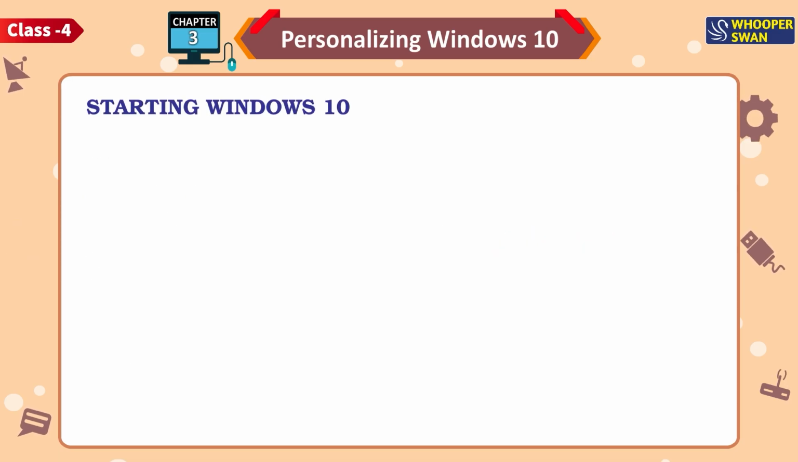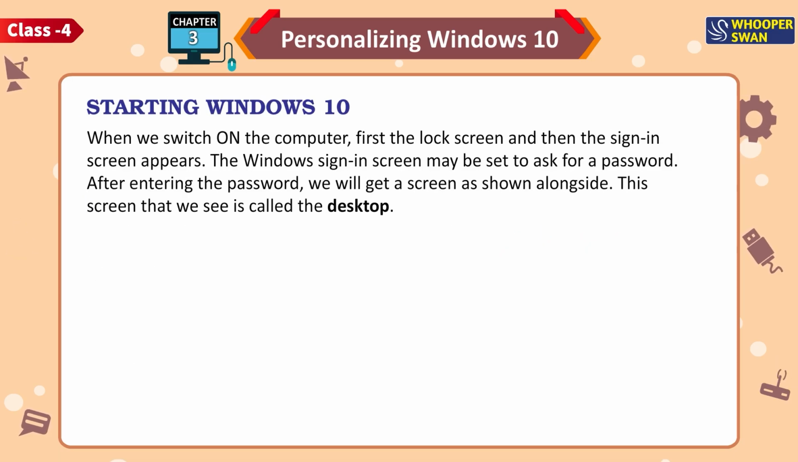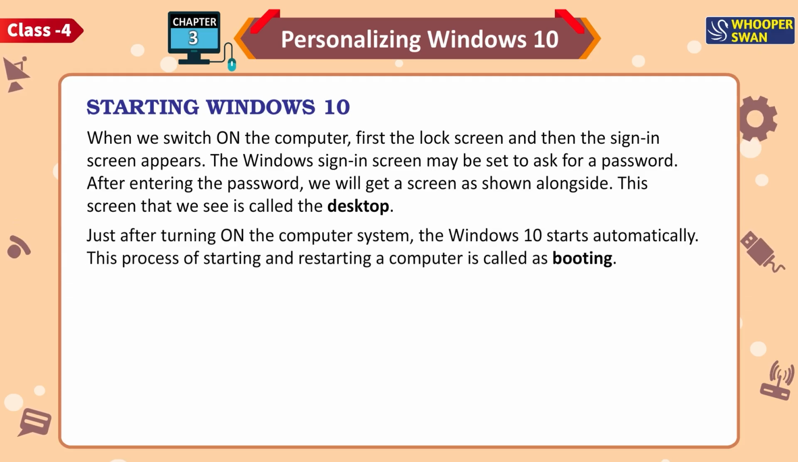Starting Windows 10. When we switch on the computer, first the lock screen and then the sign-in screen appears. The Windows sign-in screen may be set to ask for a password. After entering the password, we will get a screen as shown alongside. This screen that we see is called the desktop. Just after turning on the computer system, Windows 10 starts automatically. This process of starting and restarting a computer is called booting.